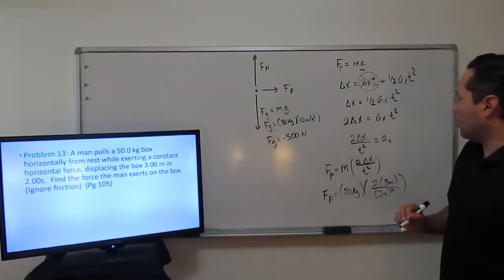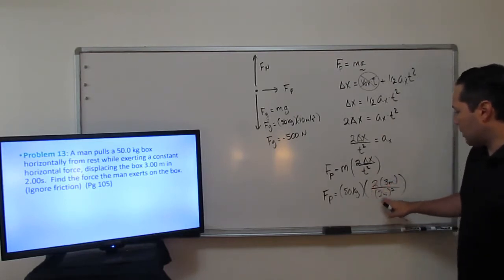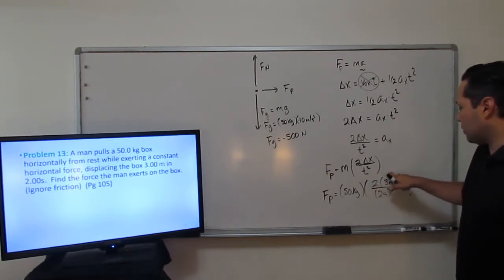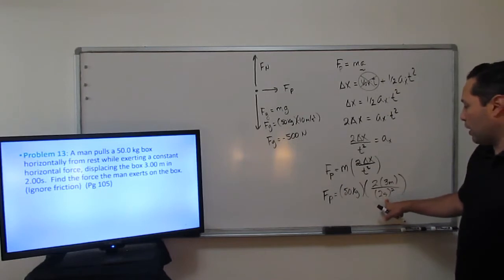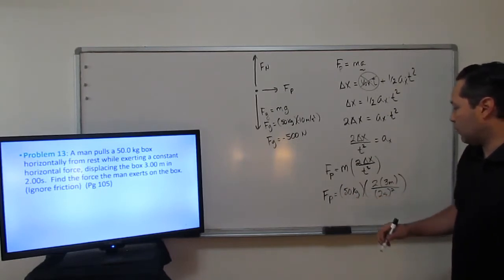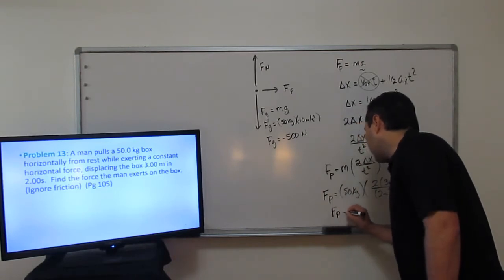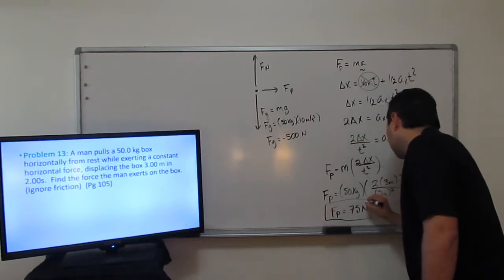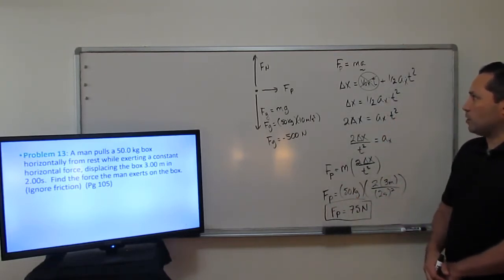For this problem, I would definitely want to take it piece by piece. So for example, 2 squared, that's a 4, and 2 times 3, that's 6. 6 divided by 4 gives me 1.5. So 1.5 times 50 gives me a force pull of 75 newtons. Okay, so that gives us the answer to this problem.